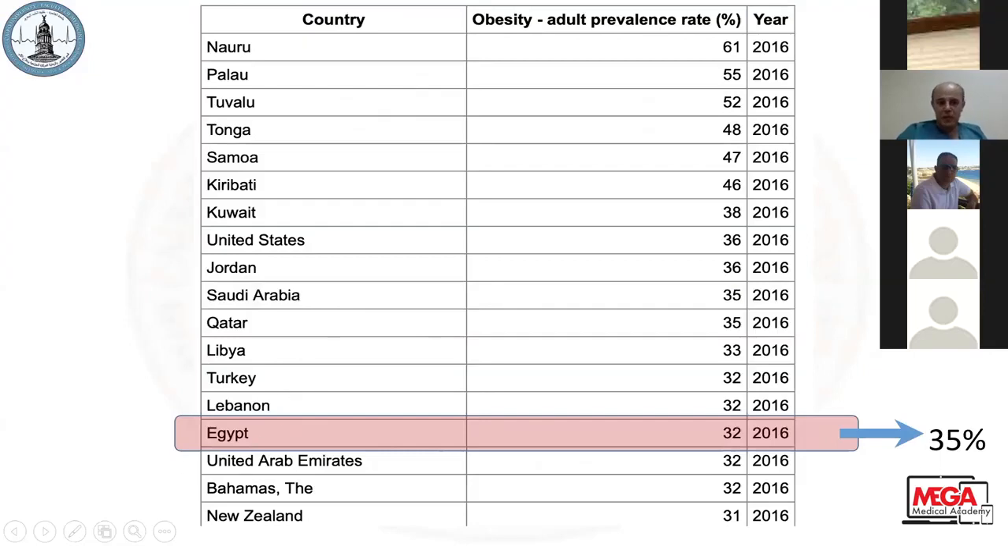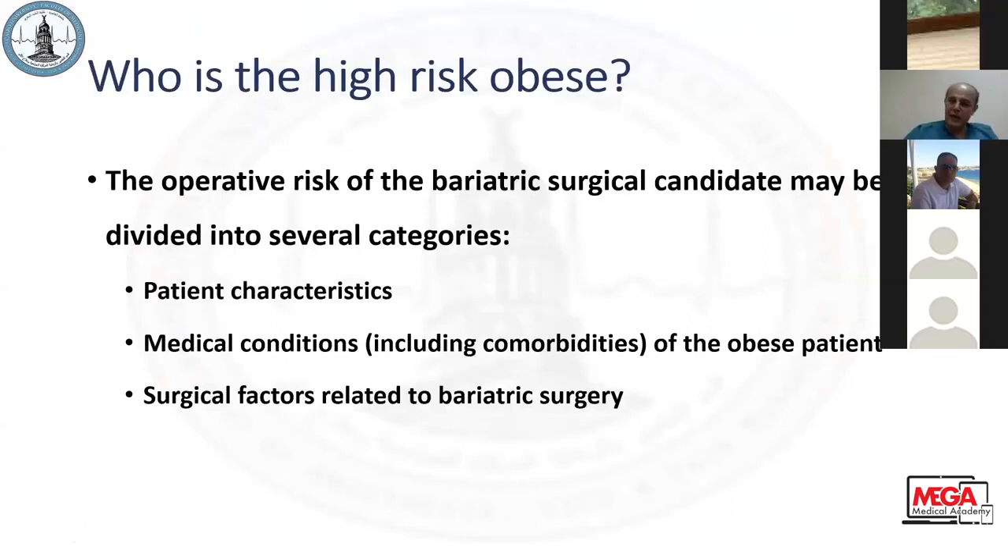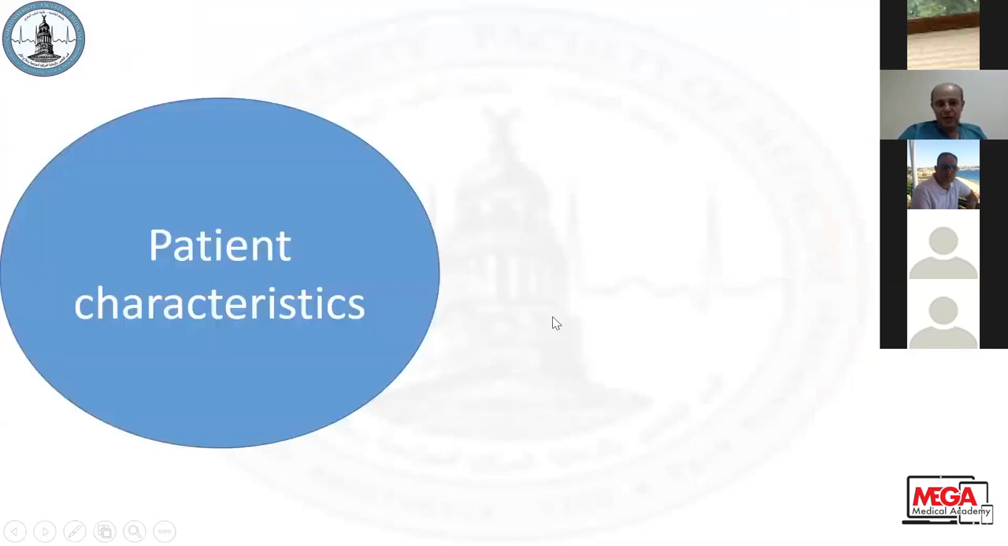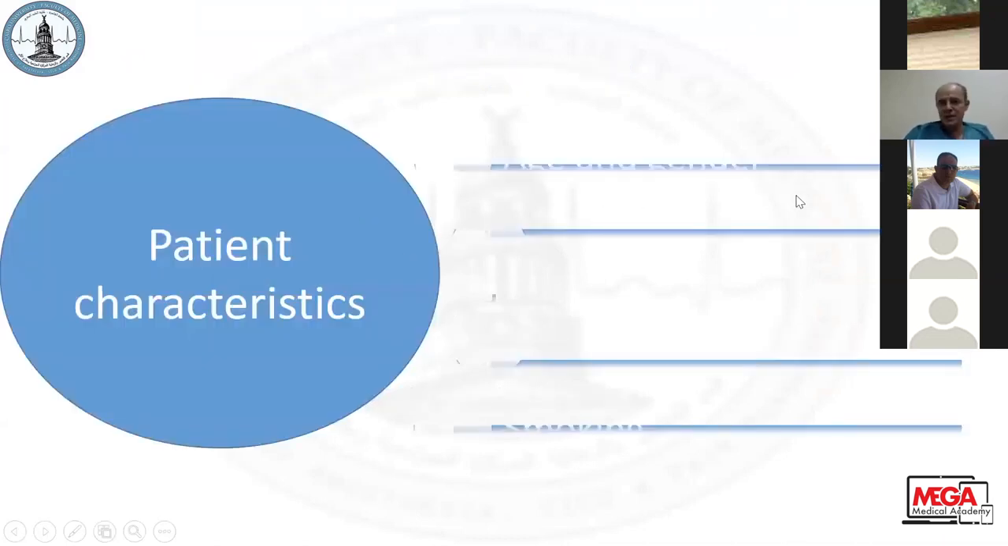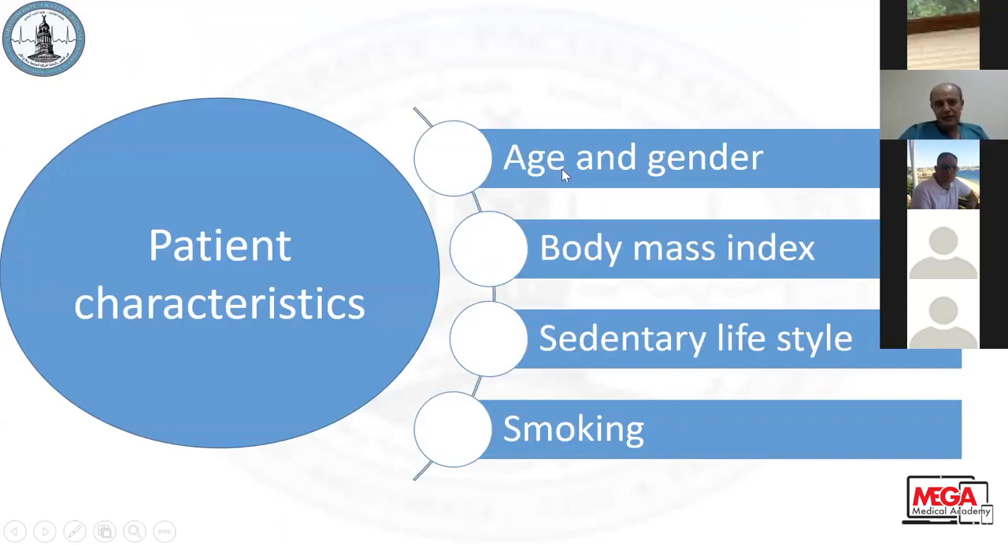Who is the high-risk obese patient? The operative risk of the bariatric surgical candidate may be divided into several categories, according to the patient characteristics, the medical conditions, and some surgical factors. As regards patient characteristics, the age and gender, nowadays we are dealing with older obese patients, and due to the comorbidities that are more common in the elderly, we are facing more morbid patients.